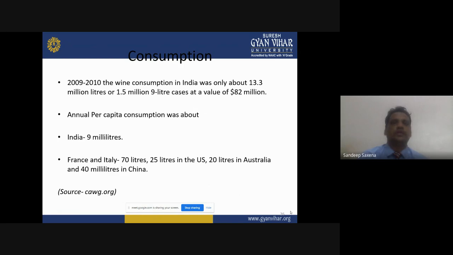Consumption. In 2009-2010, wine consumption in India was only about 13.3 million liters, or 1.5 million liter cases, at a value of $82 million. Annual per capita consumption was about 9 milliliters in India, 70 liters in France and Italy, 25 liters in the US, 20 liters in Australia and 40 milliliters in China.